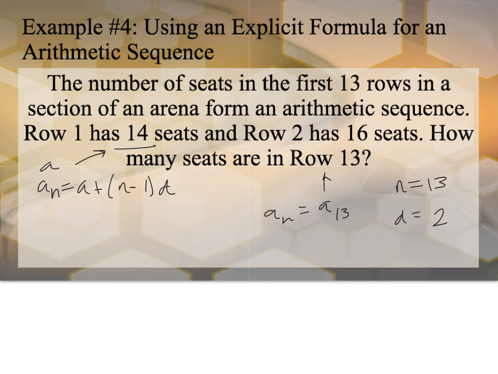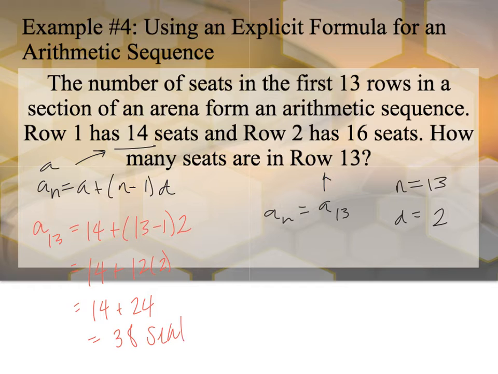So now we're going to substitute. So what we're going to write is A sub 13 equals 14 plus 13 minus 1 times the difference, which is 2. If I keep going, that's 14 plus 12 times 2. So that's 14 plus 24. And so last, that is 38. So there are 38 seats in row 13. And because this is a word problem, I want a word answer or word explanation. So write 38 seats in row 13.